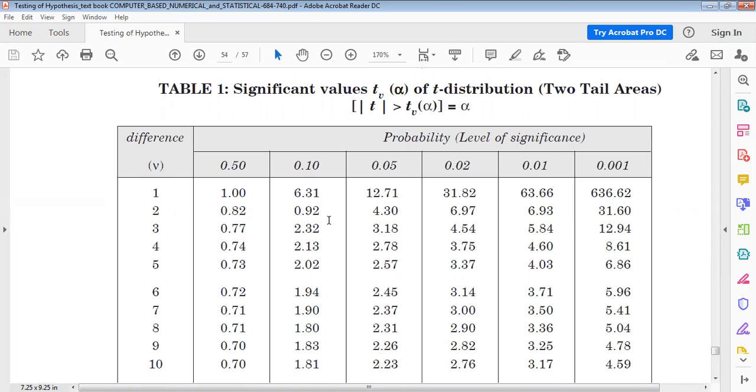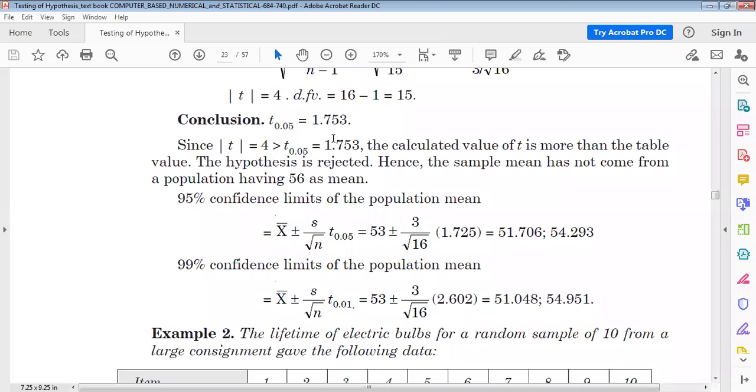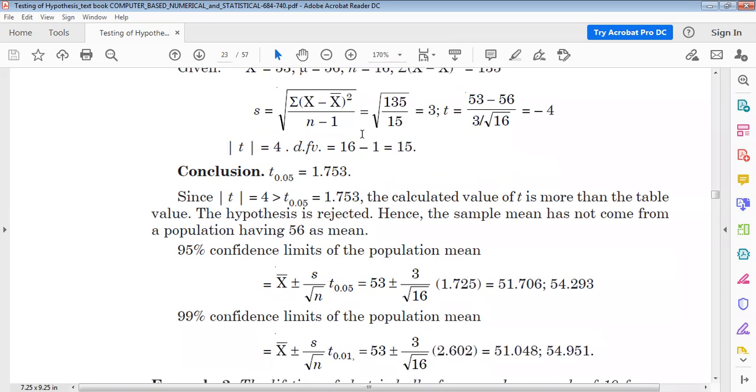Remember it. At 5% significance, the table value is 1.753. Now, our calculated value is 4, so it is greater than the critical value. The 4 is greater than the table value, right? Understand? Our calculated value is greater than the table value. So the calculated value of t is more than the table value.